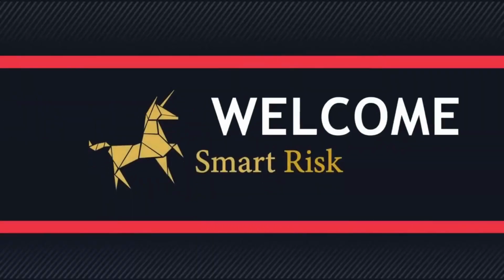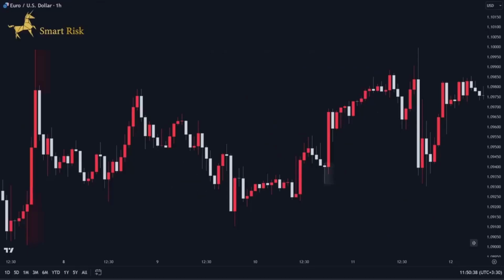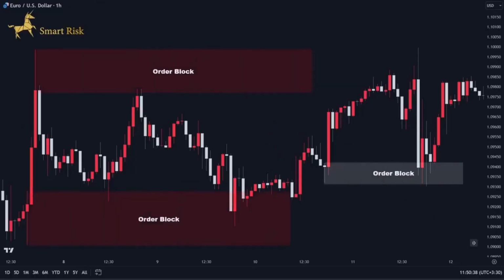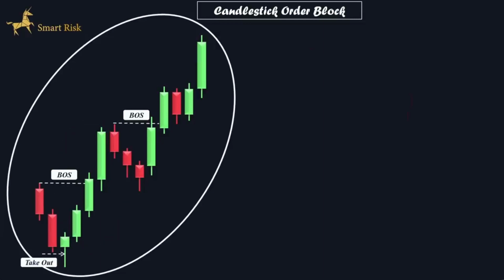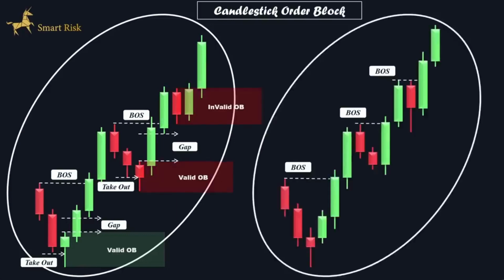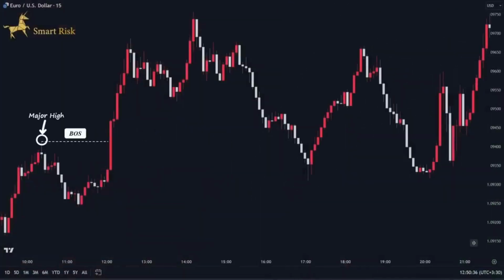Hey traders, and welcome to another episode of Smart Risk. Trading without the skill to identify valid and high-quality order blocks can be extremely risky and may result in significant losses. Order blocks, often overlooked by many, play a pivotal role in executing well-informed trading opportunities and are a cornerstone in the strategies of smart money traders. However, many traders struggle to identify valid and high-quality order blocks, putting their trades at risk.